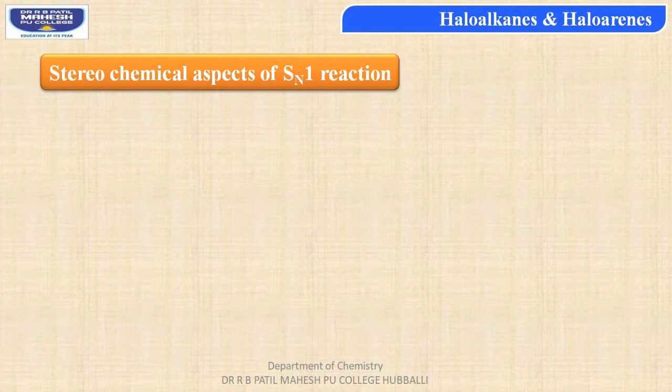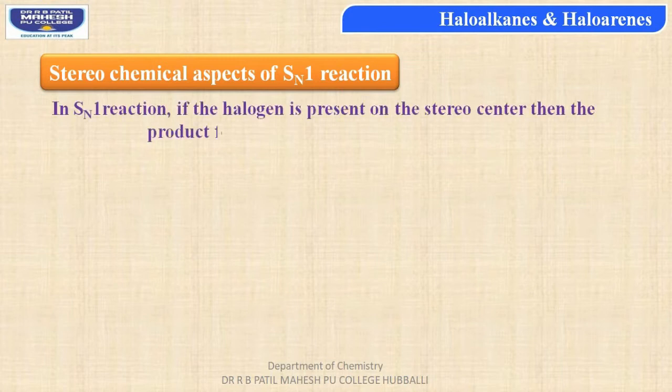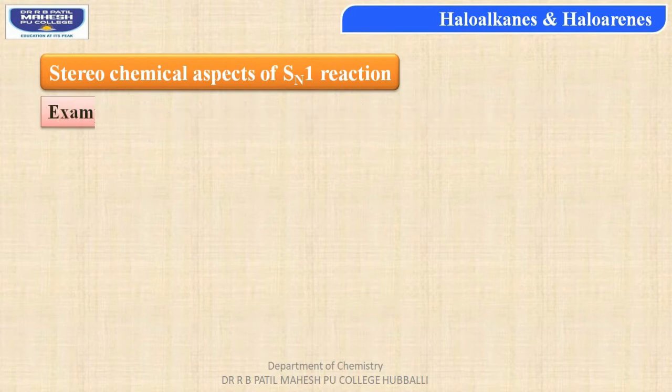In SN1 reaction, students, if the halogen is present on the stereo center, then the product formed will be the racemic mixture. Racemic mixture means, students, it is a combination of both positive and the negative, that is dextrorotatory and levorotatory. Let us understand this along with an example.